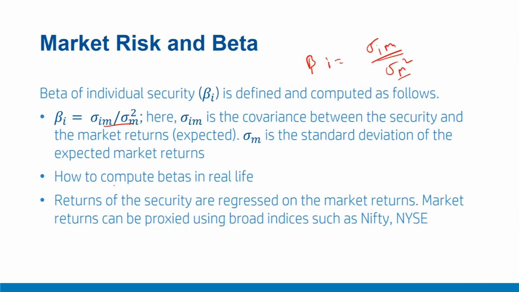Now, how to compute betas in real life from the given data? Security returns are regressed on market returns. For example, a security i would be regressed on market returns, where the market can be proxied by indices such as Nifty or NYSE. In this kind of regression model, the slope of the market variable, that is Nifty or NYSE, is called beta.